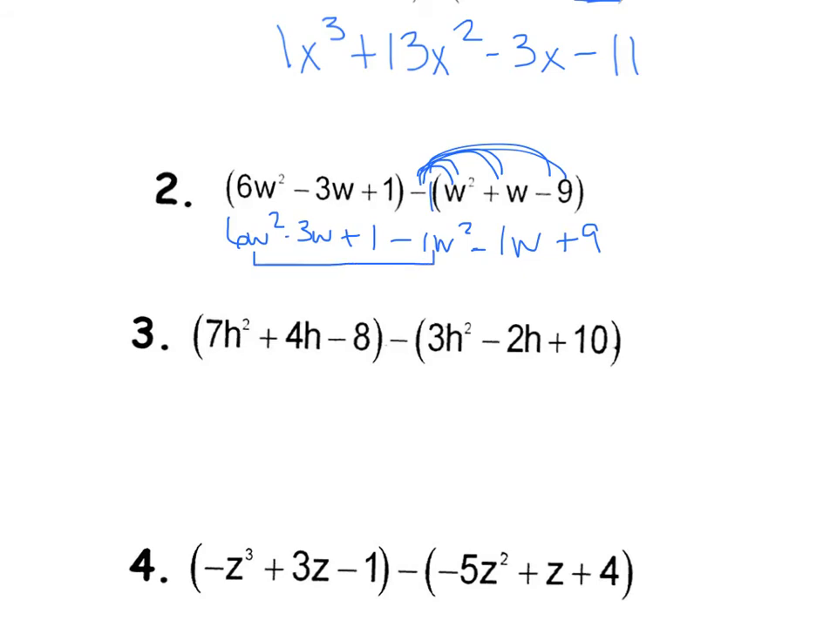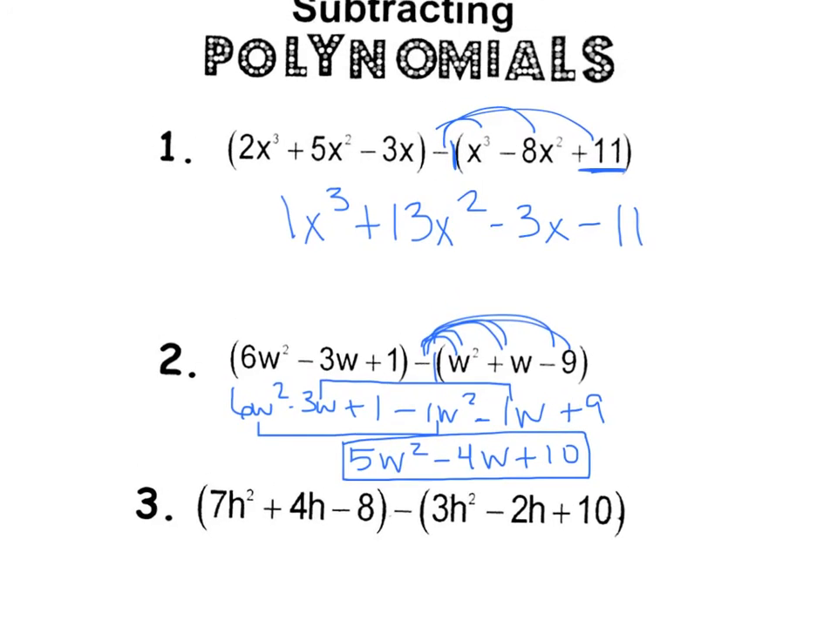6w squared minus 1w squared is 5w squared. Negative 3w, negative 1w is negative 4w. And then you have 1 plus 9. So there's a couple ways of doing that. If you can remember that you need to hit this sign in the middle every time.